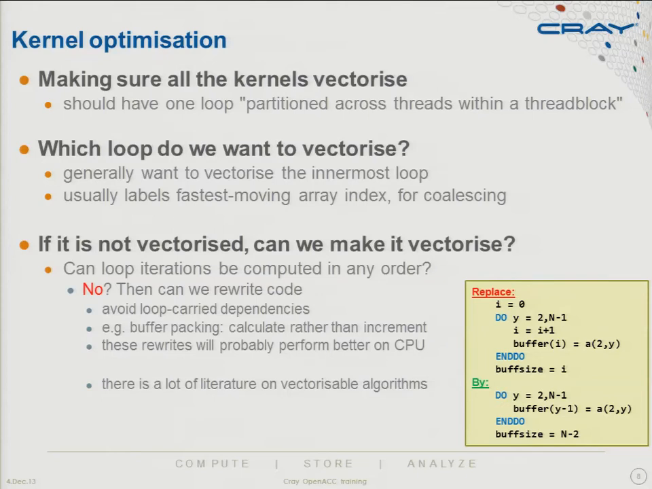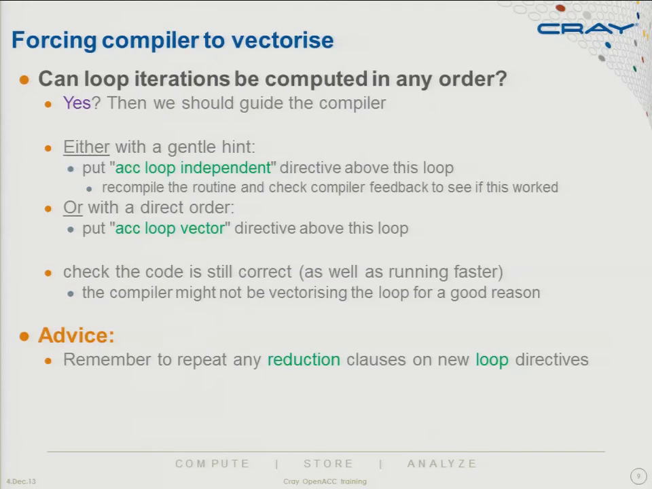It's quick and dirty code to write. That doesn't vectorize because it needs to know it can compute these loop iterations in any order and get the same answers. It's much better to use a computed loop index and a computed size, and that's vectorizable. There's lots of literature on vectorizable algorithms, but you may need something that's changed in the code.